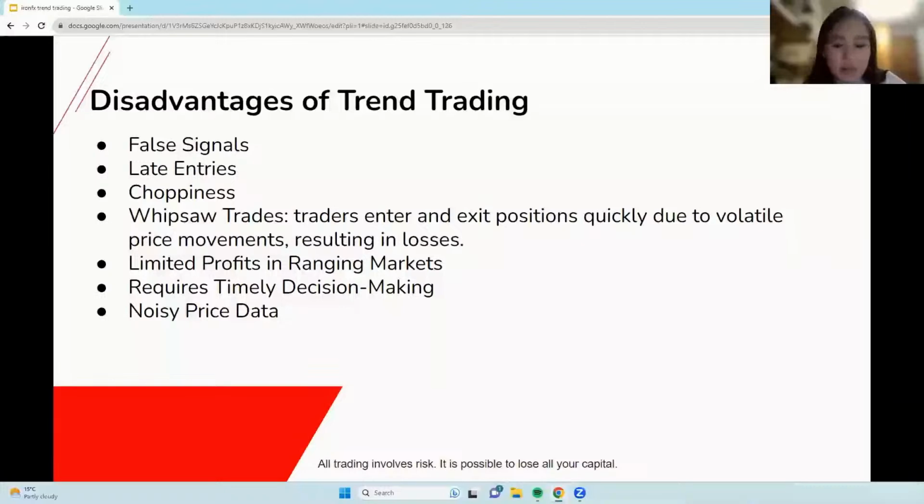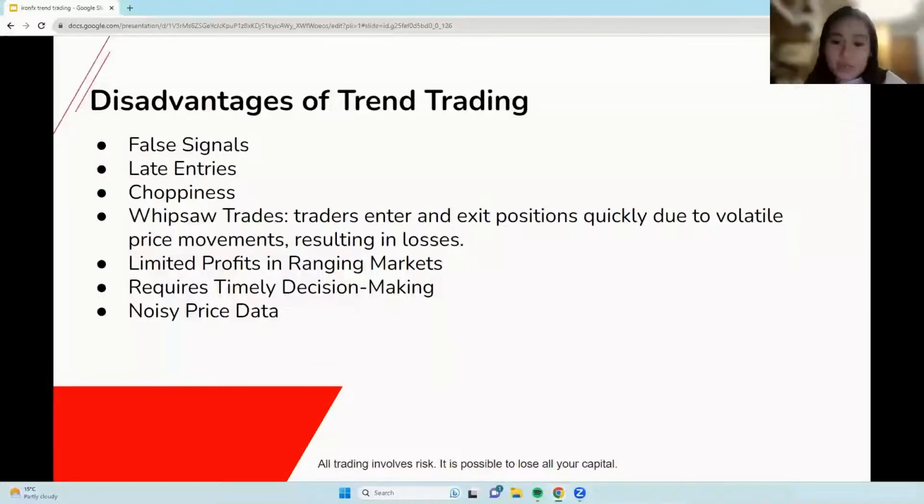Okay, requires timely decision making. Identifying the start and the end of trends accurately is pretty difficult to do. It requires timely decision making and constant monitoring, which may not suit all traders' lifestyles or availabilities. So it really depends on your own trading strategy, whether you are a scalper or if you're in it for the long run.